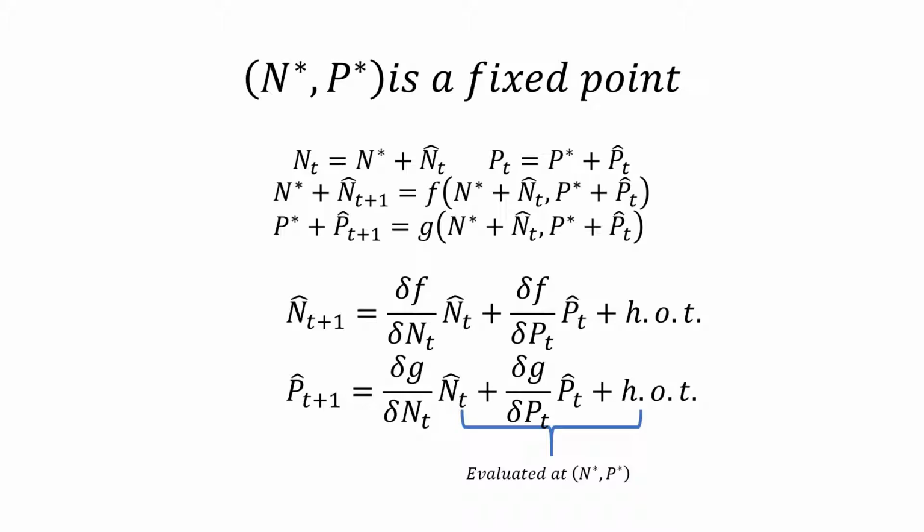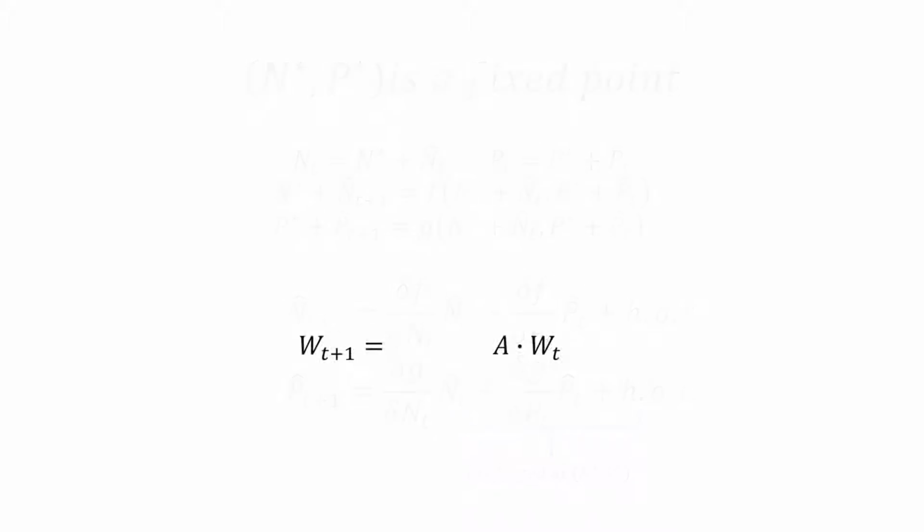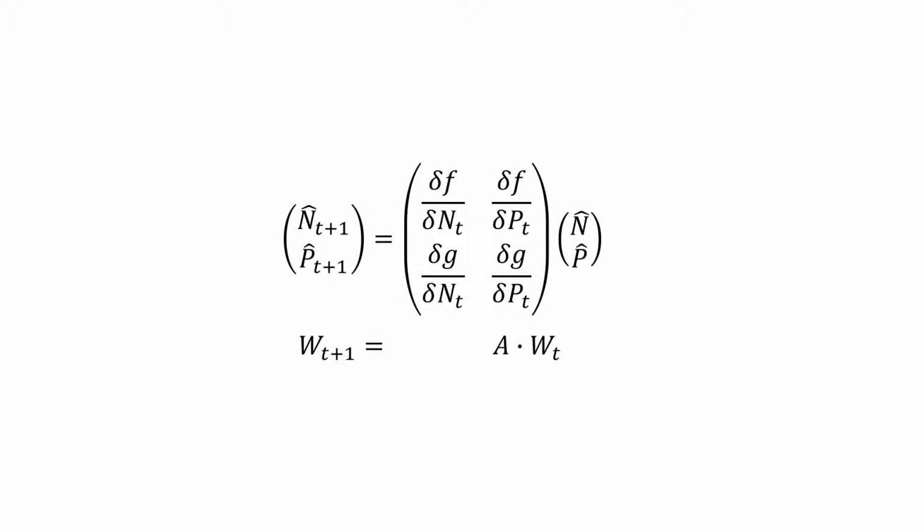Since this is a linear stability analysis, we are not interested in nonlinear terms, so by removing these higher order terms, and assuming that n hat and p hat are small, we can write the entire model as a linear system, which is given by the column vector of n hat t+1 and p hat t+1 equal to the matrix of the partial of f with respect to n_t, the partial of f with respect to p_t, the partial of g with respect to n_t, and the partial of g with respect to p_t, times the column vector of n hat t, p hat t.